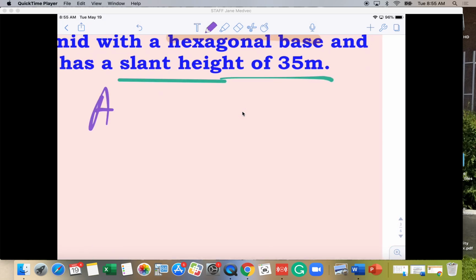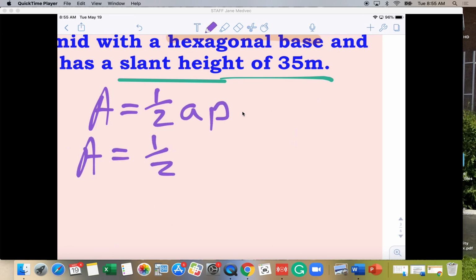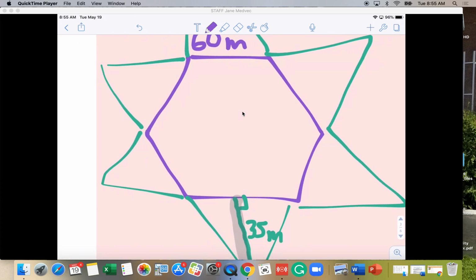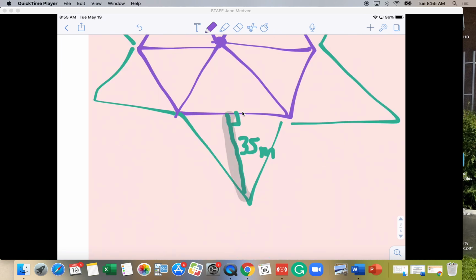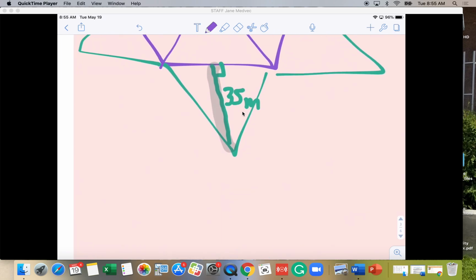So area equals 1/2 AP. Area equals 1/2... I do not have the area of the base. So I'm going to do a little review. If you remember, we put in the center of the hexagon and drew in the radii. So I ended up with 6 triangles.